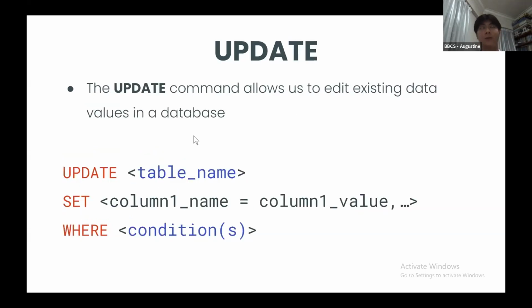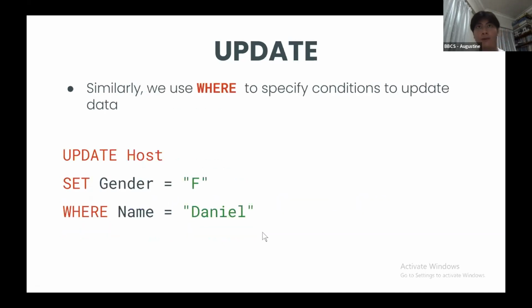And also another thing is we have to remember and know this line of code because again there is no button for us to update unless you want to update every single data manually. So similarly, we use the where to specify conditions to update data. So let's try this out.